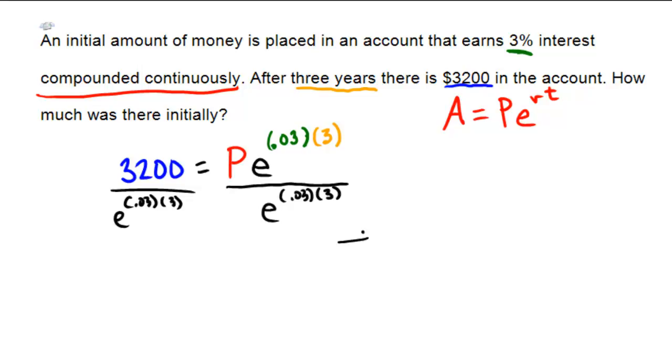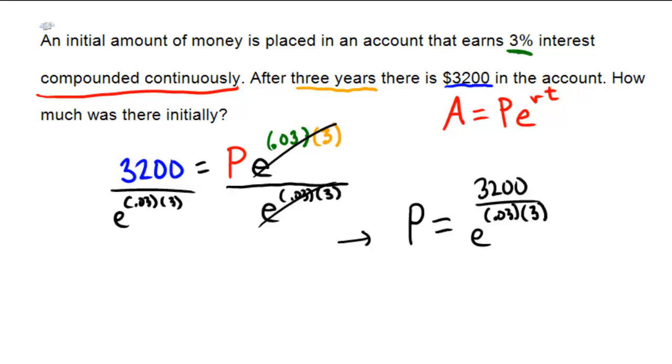So what this is going to yield is that everything is going to cancel on the right except for the P. So I'm just going to have a P left over on the right, but I'm just moving it over to the left. And then on this side we have 3,200 divided by e to the power of 0.03 multiplied by 3. Now that I can't do in my head, so I'm going to have to break out a calculator here. So let me do that real quickly.